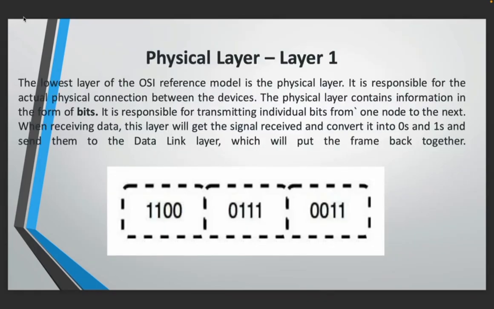What is the physical layer? Layer 1. The lowest layer of the OSI reference model is the physical layer. It is responsible for the actual physical connection between the devices. The physical layer contains information in the form of bits. It is responsible for transmitting individual bits from one node to the next. When receiving data, this layer will get a signal received and convert it into zeros and ones and send them to the data link layer, which will put the frame back together. This is the diagram of the physical layer.